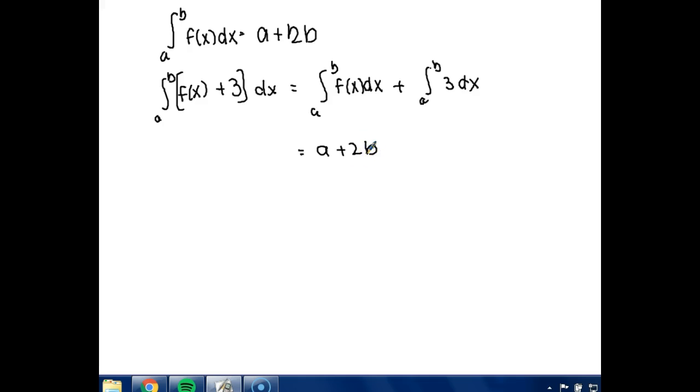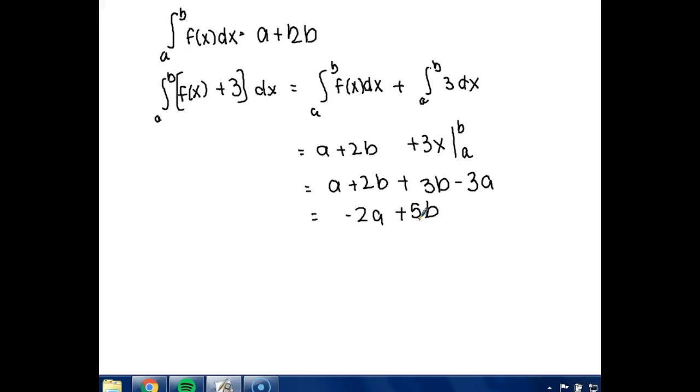And then you had to antiderive this answer. So that meant that this became 3x from b to a. So you got 3b minus 3a by plugging into your rules. And then you had to combine like terms. So a and negative 3a gave you negative 2a. 2b and 3b gave you 5b, which was answer choice D.